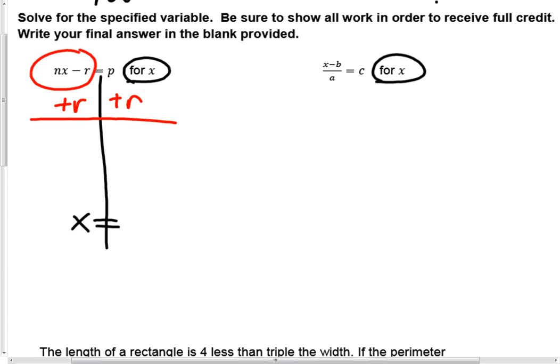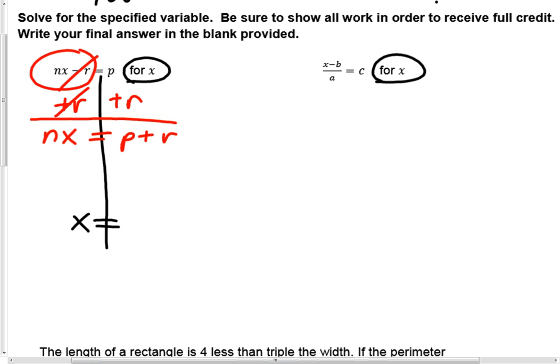What happens to the R's? They get crossed out. I can't do anything with the P and the R because they're not like terms, so I just write it down: P plus R. You're doing less work for this type of problem. What's left on this side? We've still got NX there.